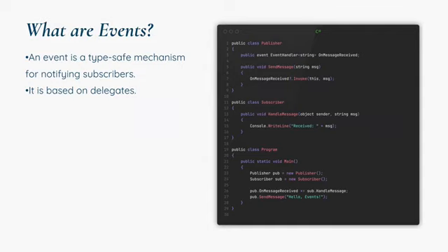The object that triggers the event is called the publisher, and the objects that listen for the event are called subscribers. The publisher defines an event, and when something happens, it notifies all subscribers.